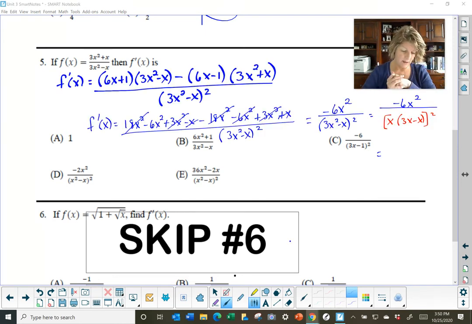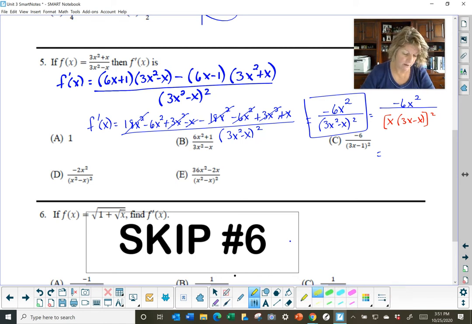Okay, so I've laid out my steps. Lots of things canceled in that numerator. I came down with negative 6x squared over (3x squared minus x) quantity squared. What I noticed in my denominator, because none of those answers are present, is that there is an x in common to both of those. So I factored that forward, GCF'd it. It still remains in the squaring brackets.